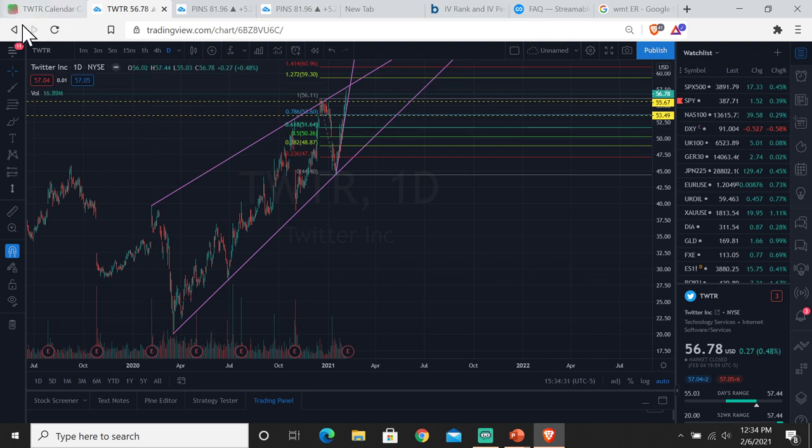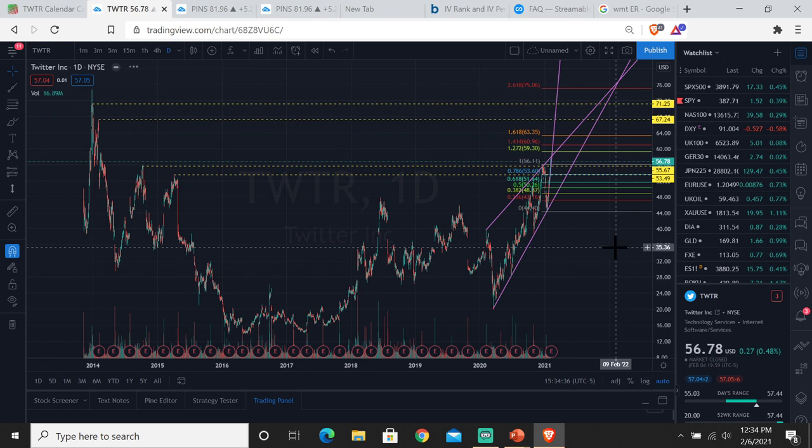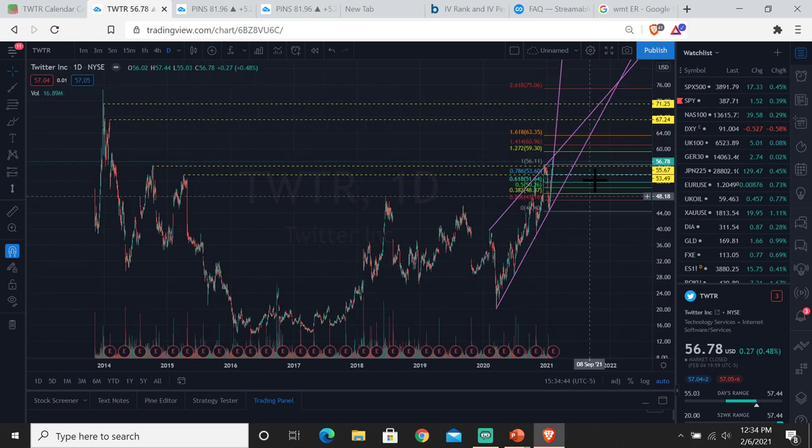Twitter, I think Twitter is probably going to be bullish still for the long term. But anyways, taking a look at this chart here. And now you can see how messy the chart is. On TradingView, here's a little trick you can use.